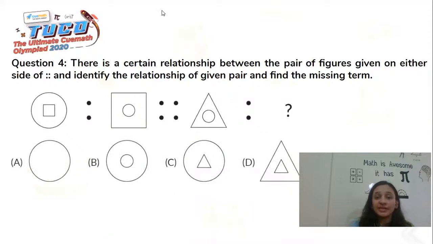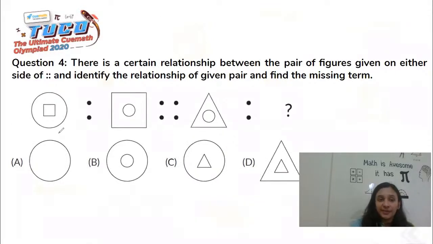Now we'll first have to understand how the two figures in the first pair, which is this one, are related to each other. The first figure in the first pair has a circle on the outer side, and inside it we have a square. And the second figure in the same pair has done what? Therein they have swapped, or interchanged, the positions of the two shapes. That is, now the circle has come inside and the square has gone outside.